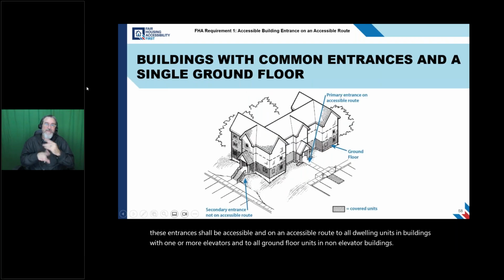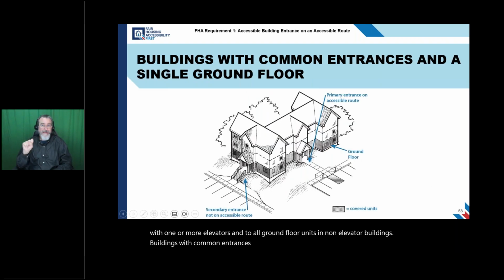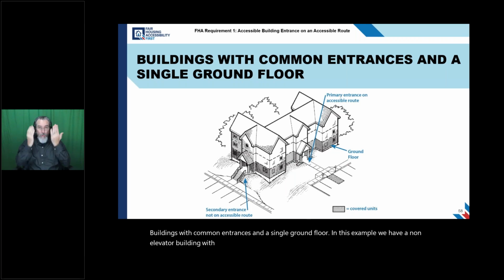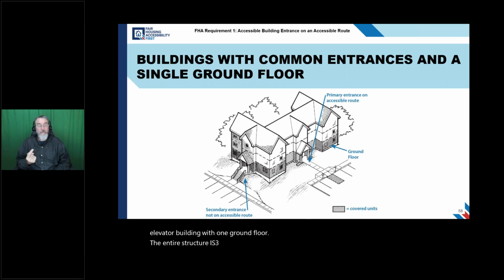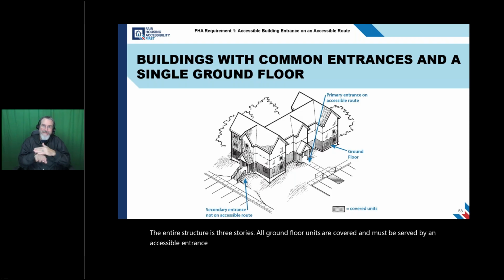Buildings with common entrances and a single ground floor. In this example, we have a non-elevator building with one ground floor. The entire structure is three stories. All ground floor units are covered and must be served by an accessible entrance on an accessible route.